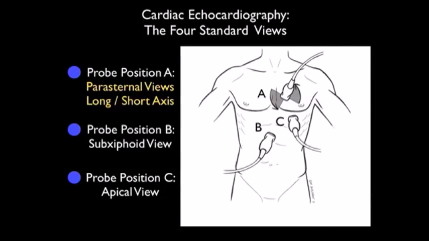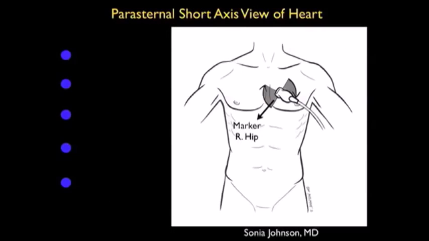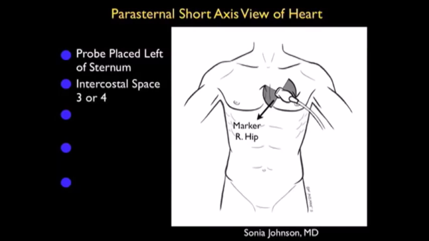Now, the parasternal short axis view of the heart can be very helpful in emergency care, as it gives a great deal of information about the contractility of our patient's heart. So let's look now further into how to perform this examination. The probe will be placed just left of the sternum at about intercostal space 3 or 4, as shown in the pictorial here to the right.